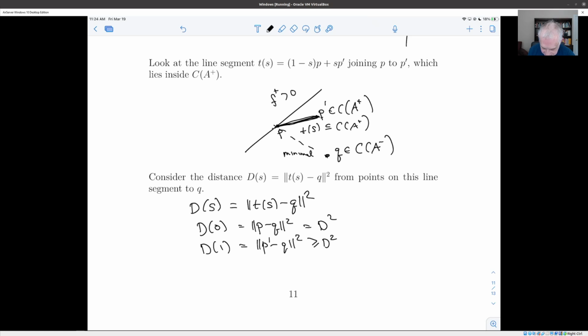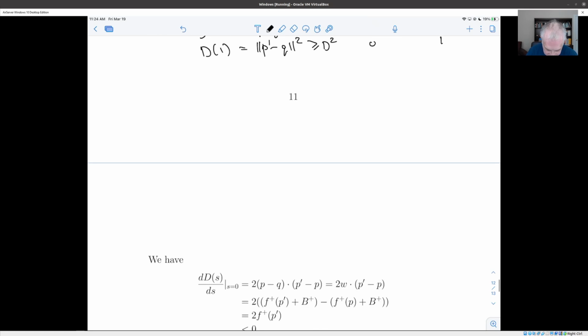And in fact, it has to be the case that if we draw the picture as I did before, here's 0, here's 1, here's d squared, it has to be the case that d of S is bigger than or equal to d squared for all S between 0 and 1, because all of the points lie inside C of A plus, and d squared, the initial value, is the smallest possible value. So you can probably see where this is going to go.